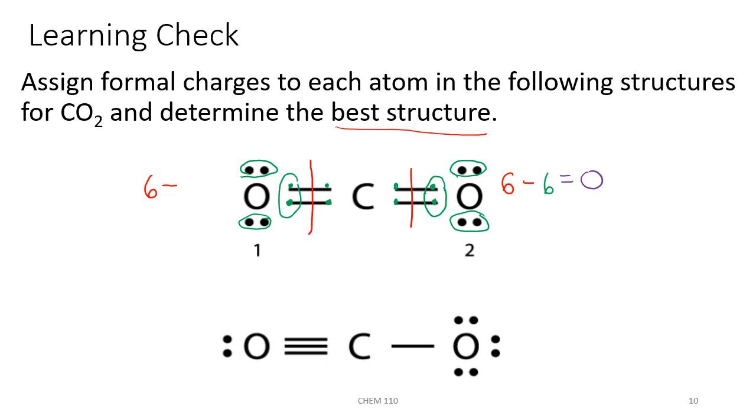So we have two more electrons from the bonding. So we're going to have 6 minus 6, which will equal 0. And that oxygen was identical to the oxygen on the right. So both of them have a formal charge of 0.